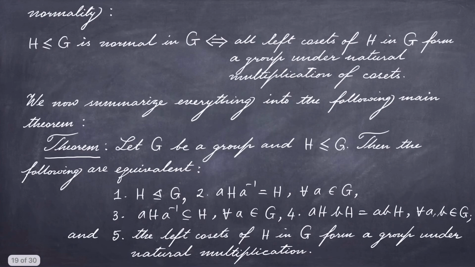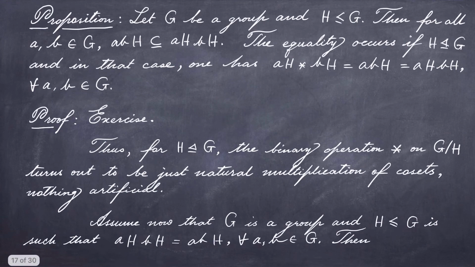So that gives us another way of looking at normality, that is, H is normal in G if and only if all left cosets of H in G form a group under the natural multiplication of cosets.